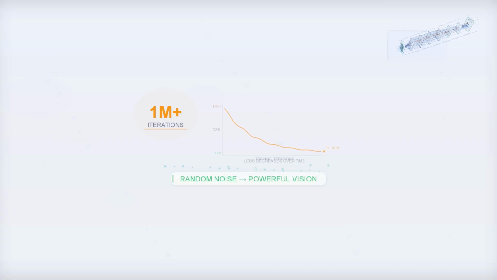After thousands of images, patterns start to emerge. After millions, the network has truly learned to see. The loss curve tracks progress. Error drops over time. Each dip means less confusion, more accuracy. Gradually, random noise transforms into powerful vision.